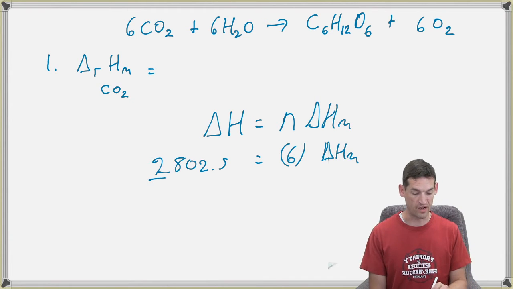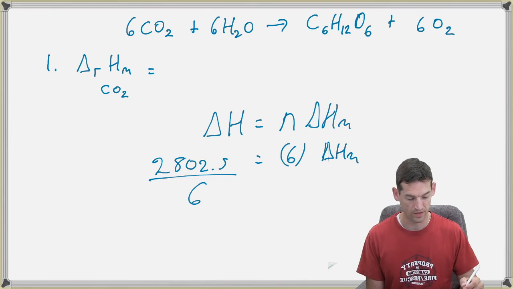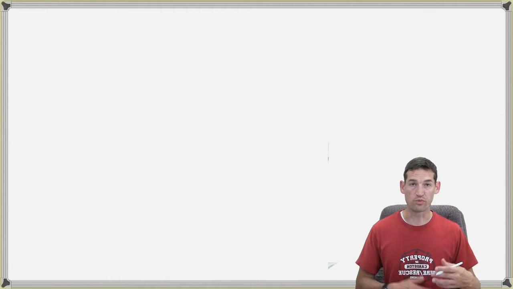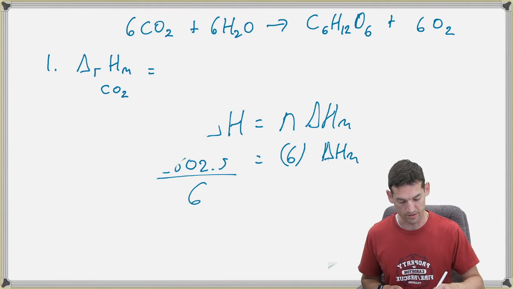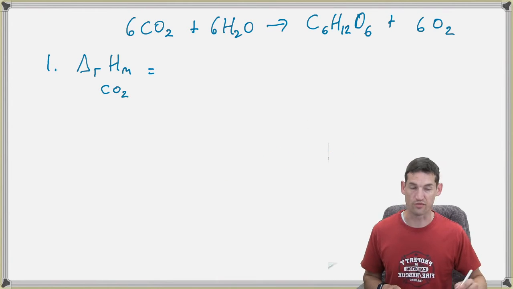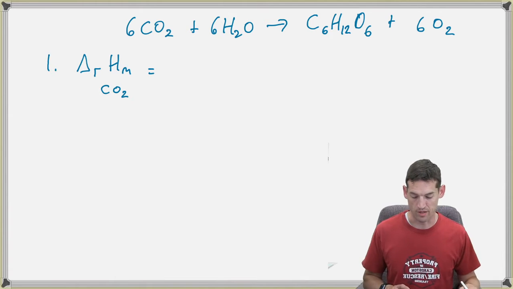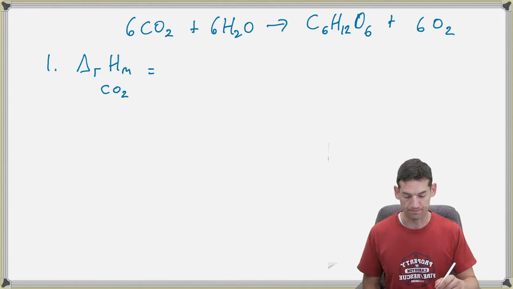So I'm going to end up dividing this by 6 to get to the delta HM, which for many of you probably made sense without even having to do that. So in your head, that might make sense. You don't have to use the formula. If that's the case, don't worry about it. But if that helps, go for it.